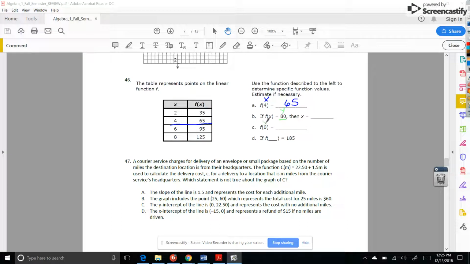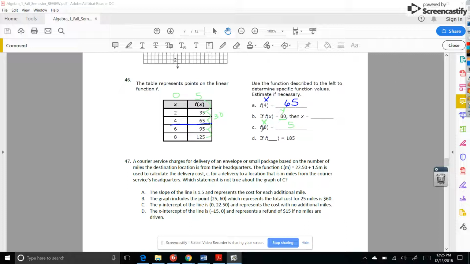F of 0. So the x value is 0. What's the y value? Look at your pattern. 8, 6, 4, 2. Go back one more, would be 0, because they go by 2s. 8, 6, 4, 2, 0. Okay, how is this changing? Going up by 30 every time. So go down by 30.